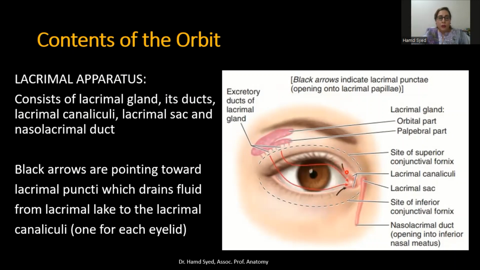And then the black arrows are pointing towards the lacrimal puncti, which drain the fluid from the lacrimal lake into these lacrimal canaliculi. There is one canaliculus for each eyelid. And then the fluid goes into the lacrimal sac, which is the upper expanded end of the nasolacrimal duct. And the nasolacrimal duct will open into the inferior meatus of the nasal cavity.